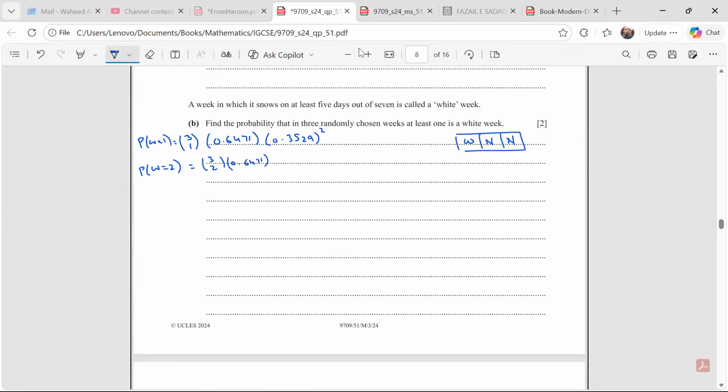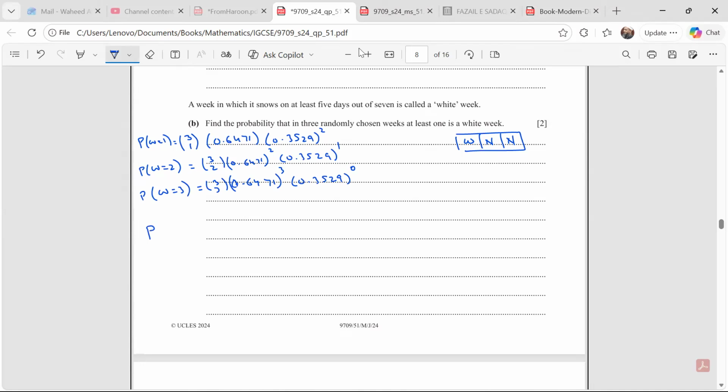0.6471 to the power 2 and 0.3529 to the power 1. And probability of white week, all three weeks are white, right? So that probability is going to be 3 combination 3, 0.6471 to the power 3 and 0.3529 to the power 0. Okay, so we have to add all of this.